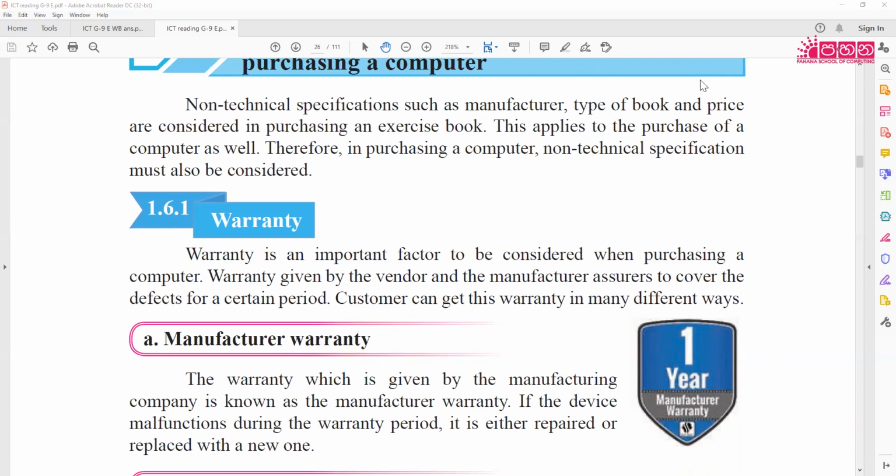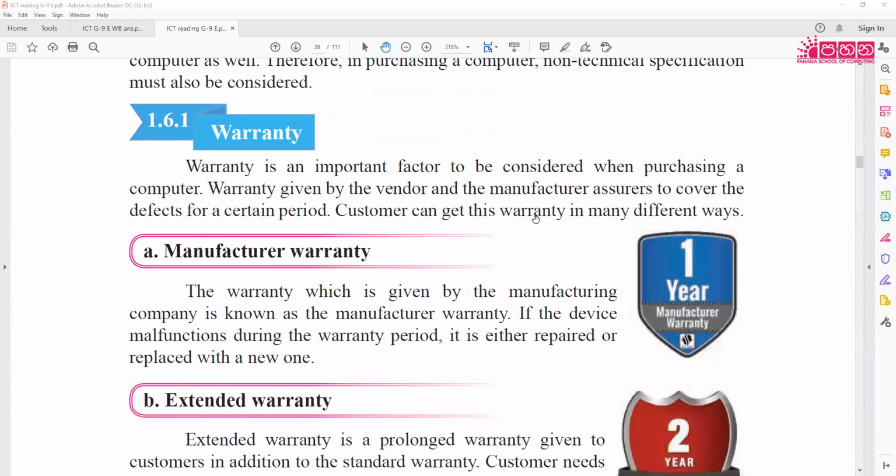Now, when you talk about warranties, there are different warranties available, right? The first one we call manufacturer warranty. Manufacturer warranty means those who manufacture your laptop give you the warranty. Usually it's a very small period, like 1 year. Basically they promise that they will either repair or replace your machine in case of a failure.